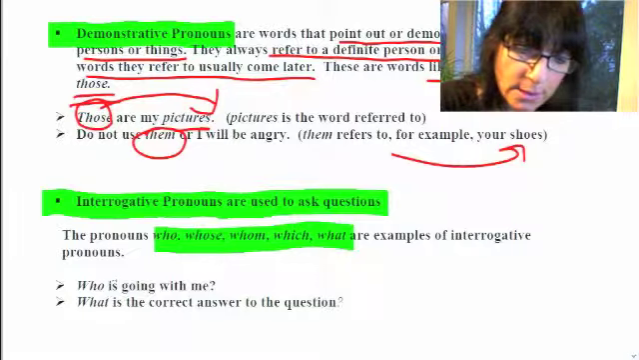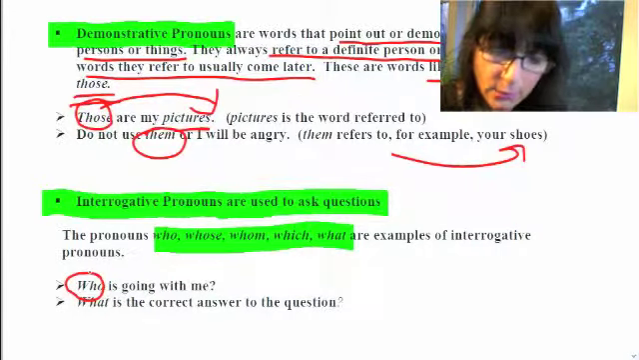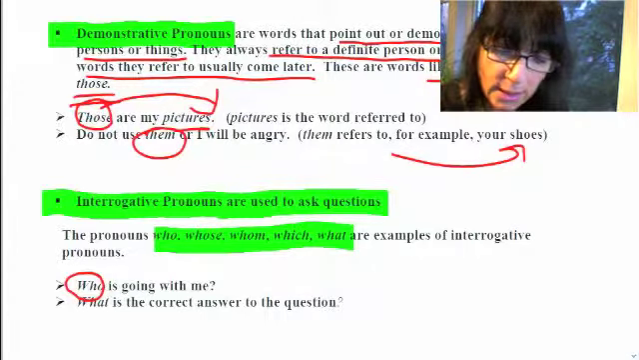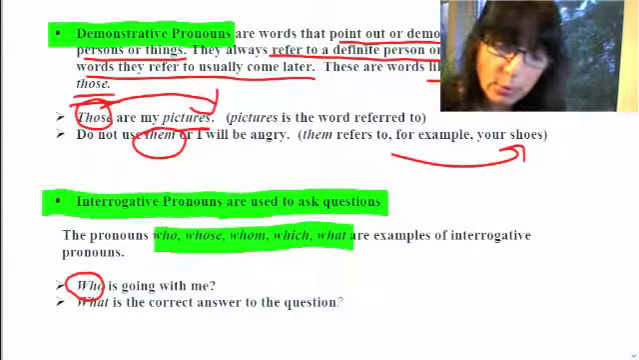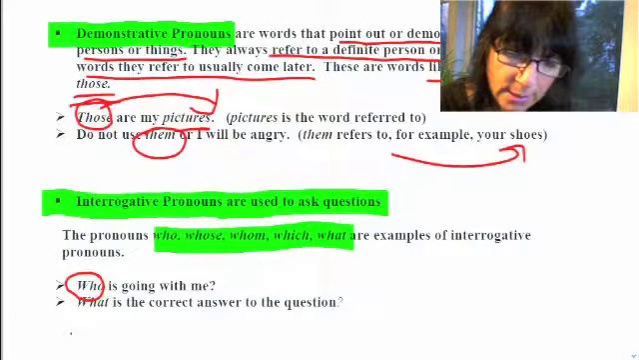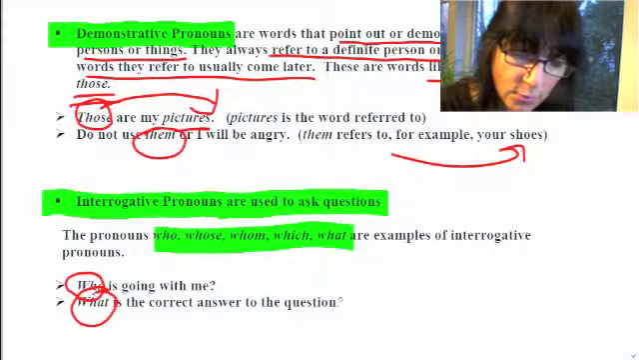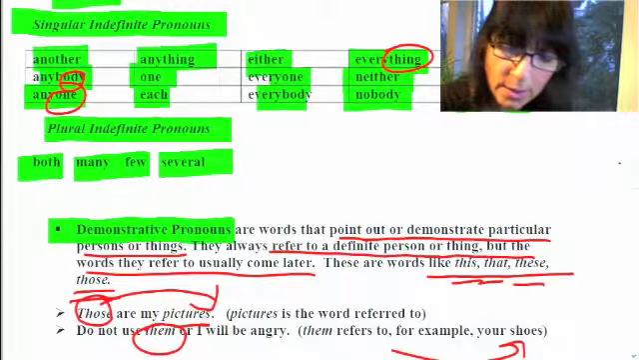In this first sentence, who is going with me? Who is asking the question. It's therefore an interrogative pronoun, and instead you might say, are John and Bob going with me? And you would replace the two nouns with who is going with me. Or in the second example, what is the correct answer to the question? What would be the interrogative pronoun, and it starts the sentence. You're asking the question. So those are the main types of pronouns.